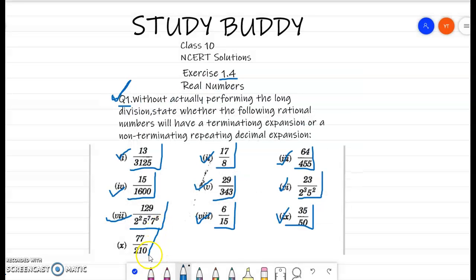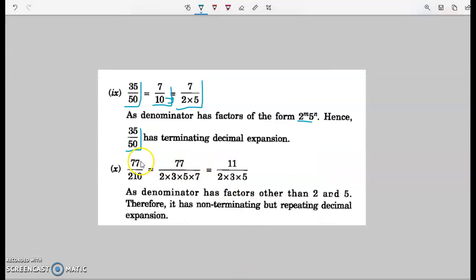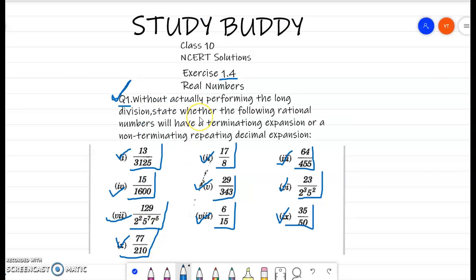Moving on to the 10th question, that is 77 by 210. 77 by 210 can be written as 77 by 2 into 3 into 5 into 7, and again cancelling, that is with 7 ones and 7 elevens, you get 11 by 2 into 3 into 5 to be the next step. As the denominator once again has factors other than 2 and 5, therefore it has non-terminating but repeating decimal expansion. So we have completed the first problem.